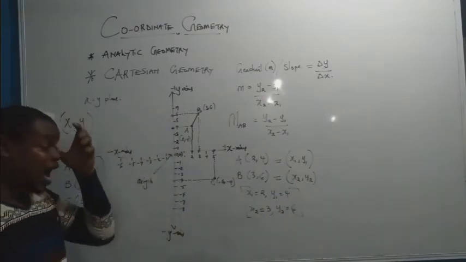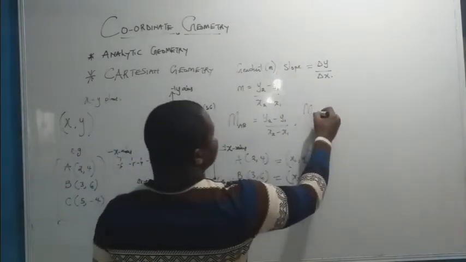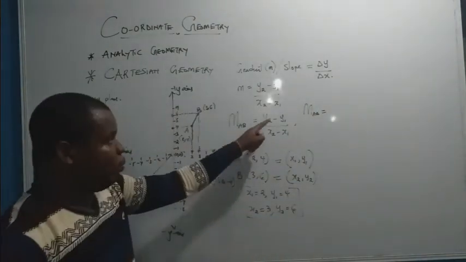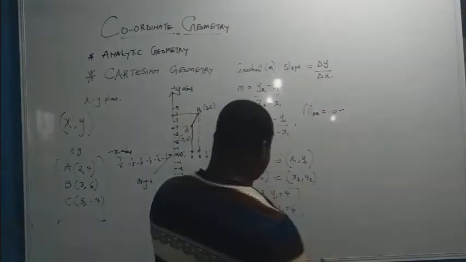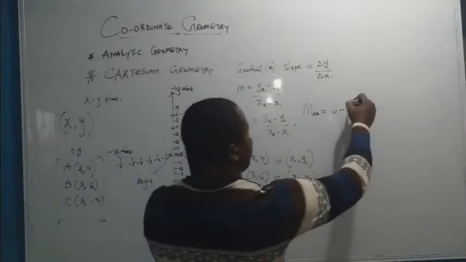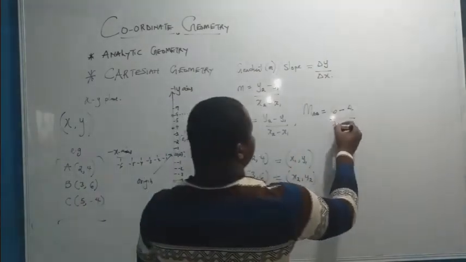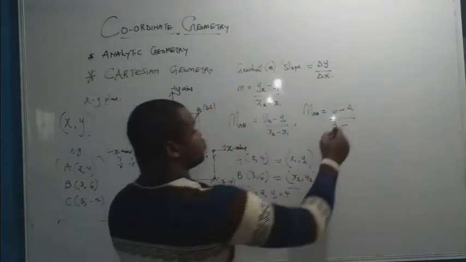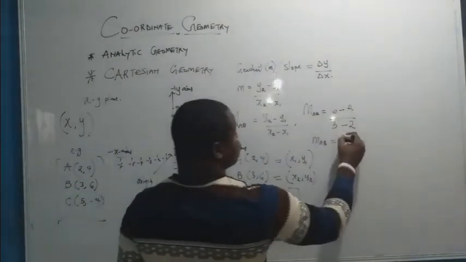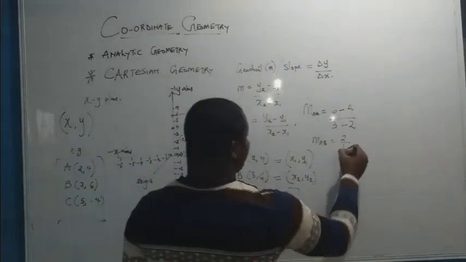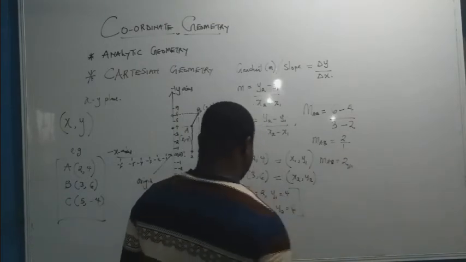That's it. So how do we get the gradient now? So the gradient AB is equal to y2 minus y1. What's your y2? Your y2 is 6, minus what's your y1? Your y1 is 4, minus 4 over x2. What's the x2? 3, minus what's the x1? The x1 is 2, minus 2. So gradient AB is equal to 6 minus 4, that's 2, over 3 minus 2, that's 1. So the gradient AB is equal to 2. Is that clear?